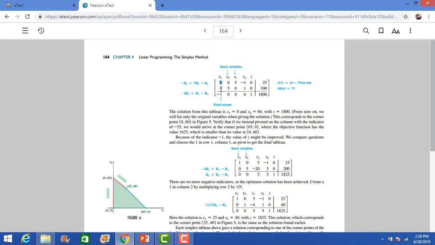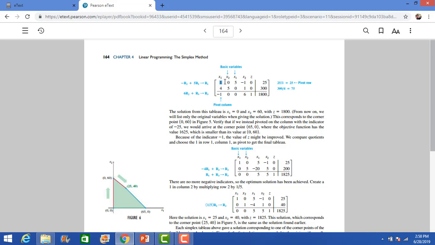Now what we're going to do is find the pivot column. And so we're going to do that again. So this is our pivot, or excuse me, pivot row. This is our pivot column. So now we're going to divide these two numbers by the coefficients. 25 divided by 1 is 25. 300 divided by 4 is 75. And so this is the smaller of the two. So this is going to be our pivot. So this is the pivot row. This is the pivot column. And where those two intersect, that tells us our pivot.